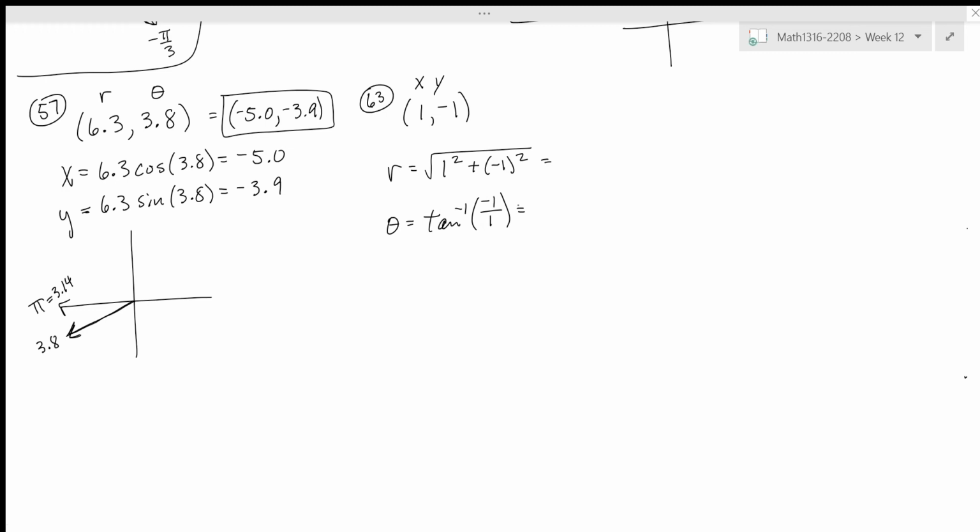And I'm interested to see what people get for the radius. I want to see if anybody gets 0, because if you get 0, I'm going to have to verbally harass you.